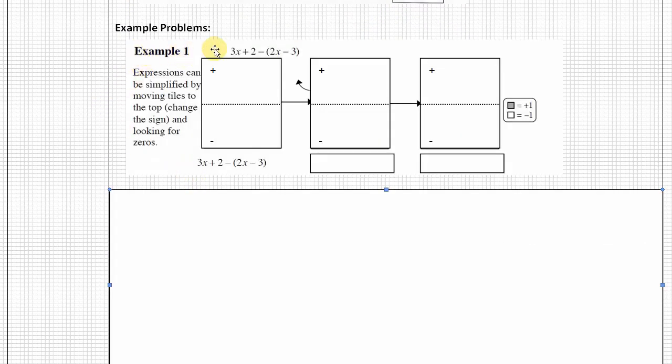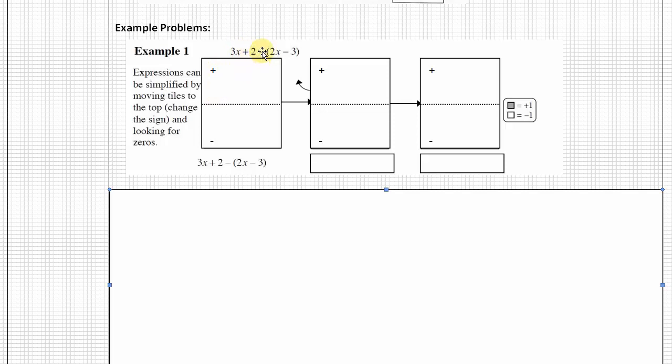So here's example 1. We have 3x plus 2 minus the quantity 2x minus 3 as the expression. We're about to start a little bit of work, still learning to set this up, and so here I've just written it again. We want to say, okay, everything that's up here, not in parentheses, is going to be put into the positive region. So I need to draw in 3 x tiles that are all positive and 2 positive unit tiles.